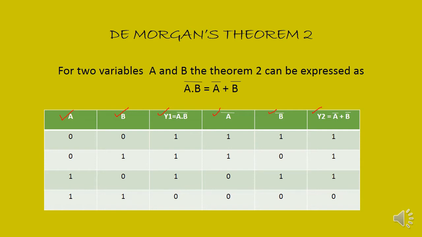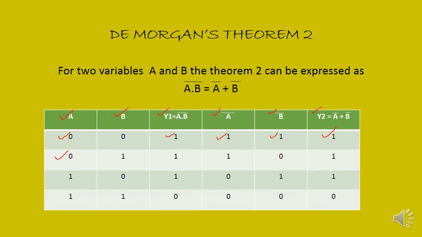Okay. So the first condition, when A is 0 and B is 0: 0 dot 0, we get 0. The complement of 0 is 1. So here we get 1 output. If A is 0, then A bar is 1. If B is 0, then B bar is 1. So 1 OR 1 means we get 1 output. Okay.